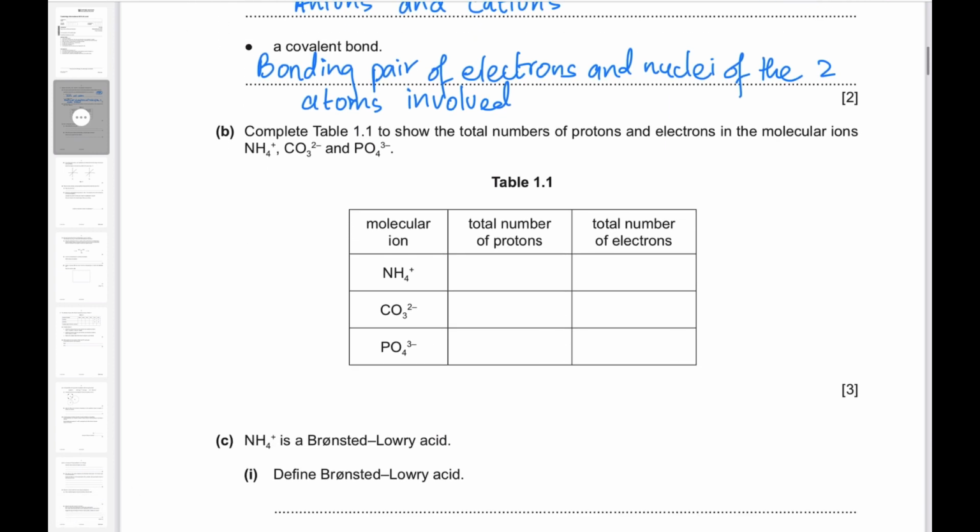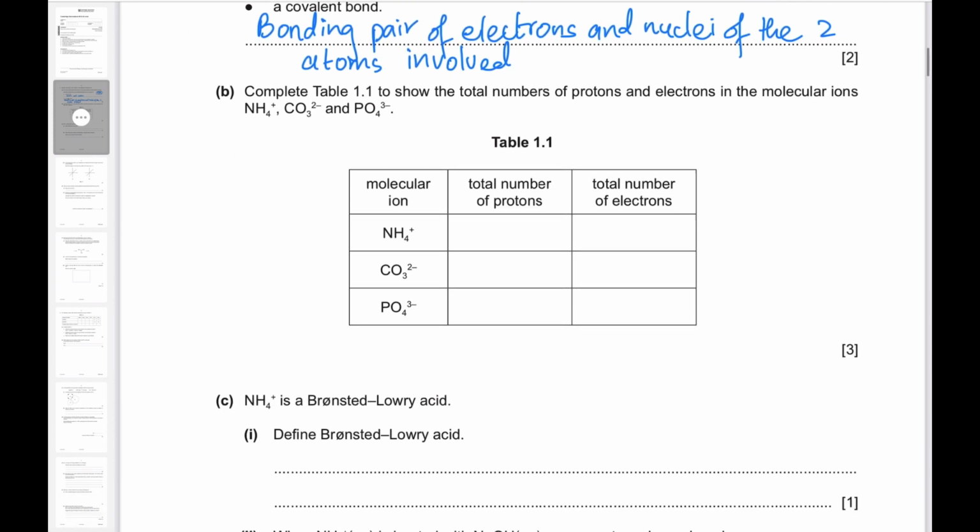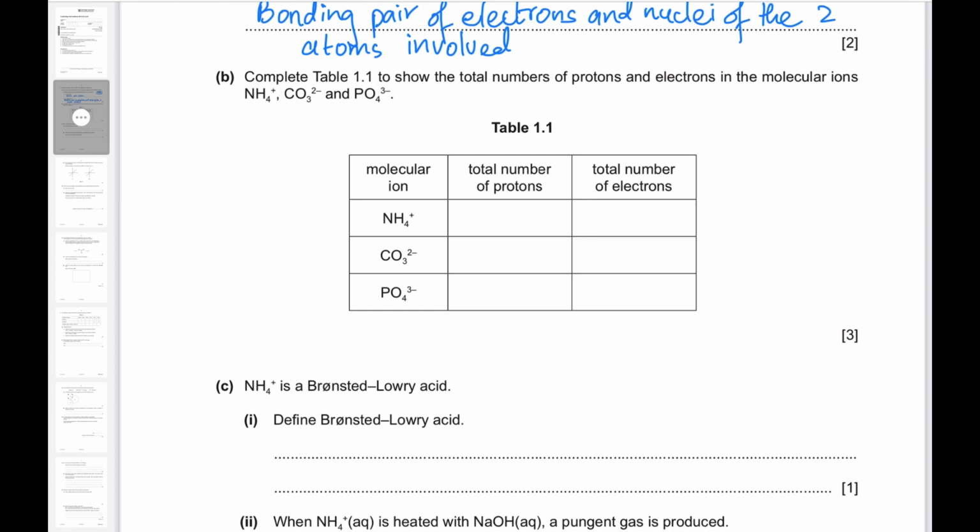B. Complete table 1.1 to show the total number of protons, electrons, and neutrons in the molecular ions. So you've got 3 of these. The number of protons will not change in any of the ions. So let's start with the ammonium ion. The total number of protons would be the number of protons of nitrogen plus the number of protons of hydrogen atoms. Since there are 4, you will add up all 4 of them.